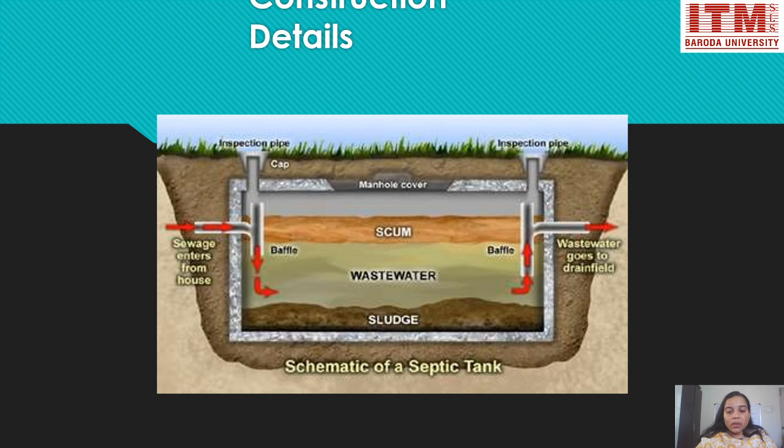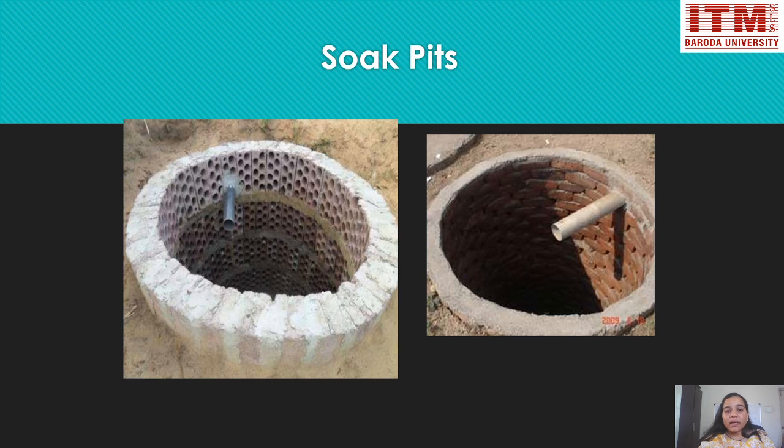If you have a look at this schematic diagram, at the bottom there is going to be sludge. Then we are disposing of the wastewater. Here you can see that sewage from the houses will enter over here, and whatever wastewater goes for the drain field will go over here. Here the baffle wall is there. This is scum, and this is the manhole that you can open and go inside if required for cleaning or some other purpose. And here inspection pipes can also be installed, right? So the only major problem is bad odor.